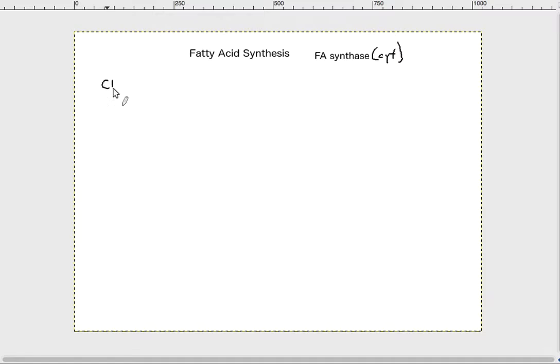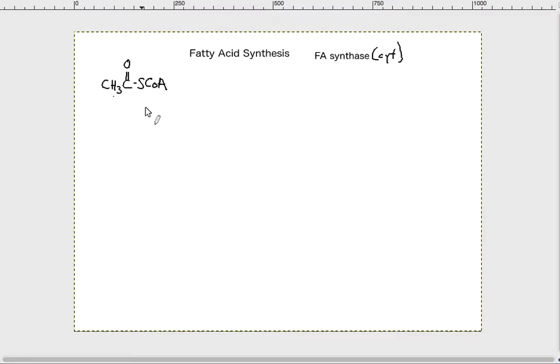And you won't be surprised, hopefully, if the 2 carbons that we use to synthesize fatty acids come from our acetyl CoA. These are the 2 carbons we generated when we broke down fatty acids, and they're the 2 carbons we're going to use to build them up.